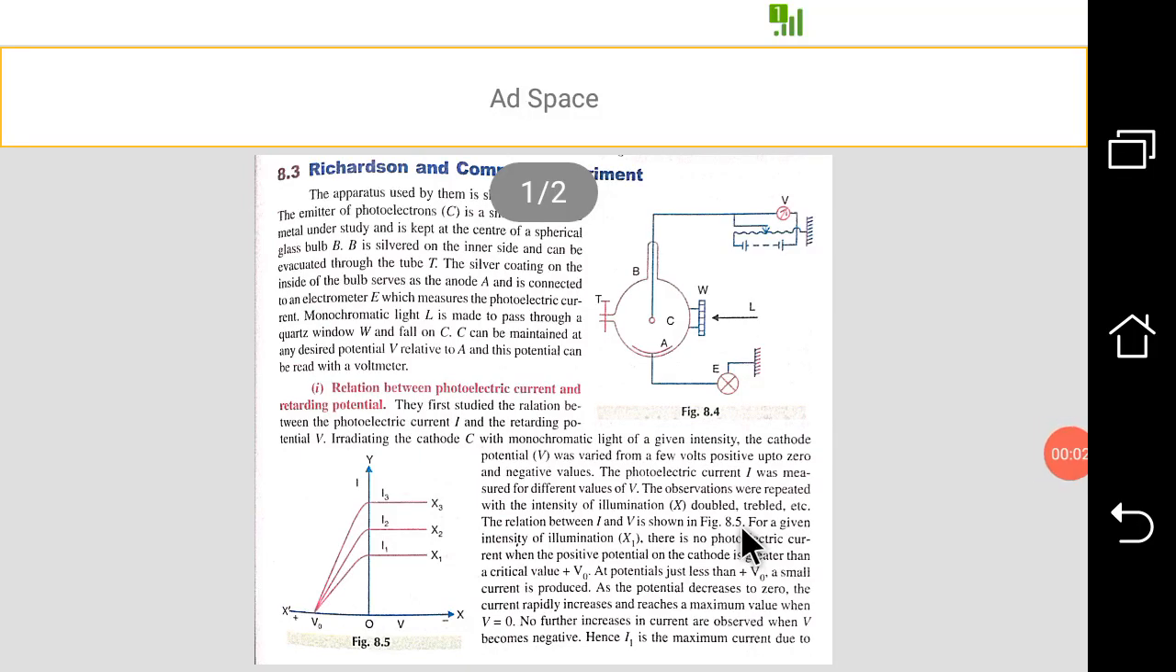The apparatus used for the Richardson and Compton experiment is shown in the figure. Here C is the cathode and A is the anode, and this anode and cathode are situated in the bulb B. Here is the quartz window W, through which light is incident, and this is the electrometer E.